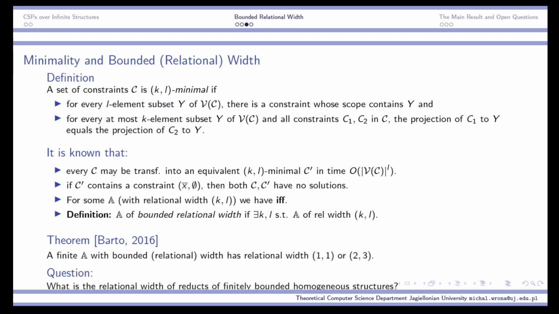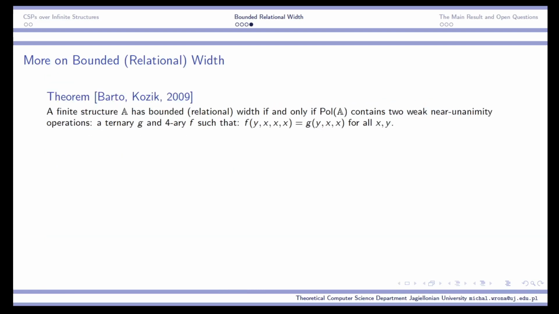So we can ask what the relational width of reducts of finitely bounded homogeneous structures is. But before we try to answer this question, we'll look at what we can say about bounded width first for finite structures. It's very well understood. There's a theorem by Barto and Kozik, with many equivalent algebraic conditions. Just to mention one, a structure has bounded relational width if and only if it's preserved by two weak near-unanimity operations, F and G, so that the displayed equation is satisfied.